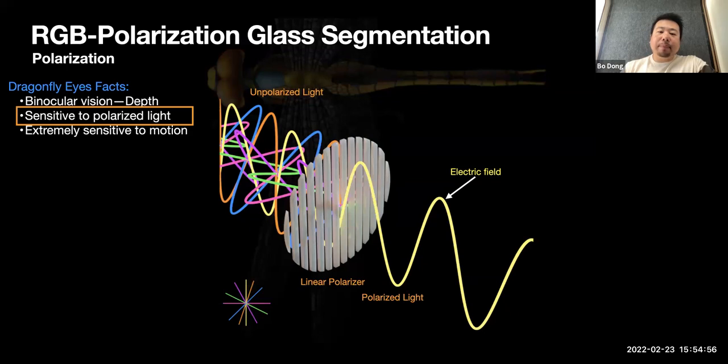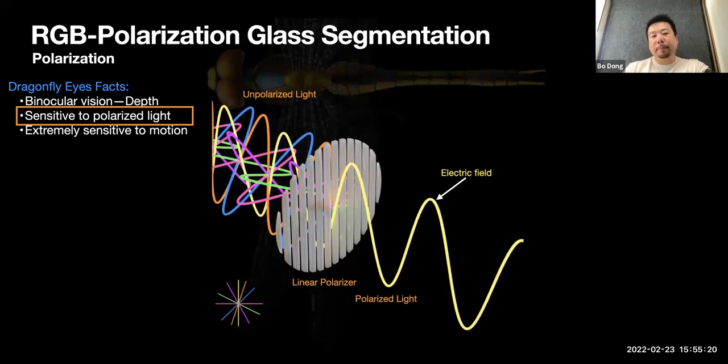So when unpolarized light passes through a linear polarizer, only the light with the same polarization angle can pass through. That's why when unpolarized light passes through a linear polarizer, the light becomes polarized. If you look at this light ray from the front view angle, you can see something like this. So only the light vibrating in this angle can pass through this linear polarizer.